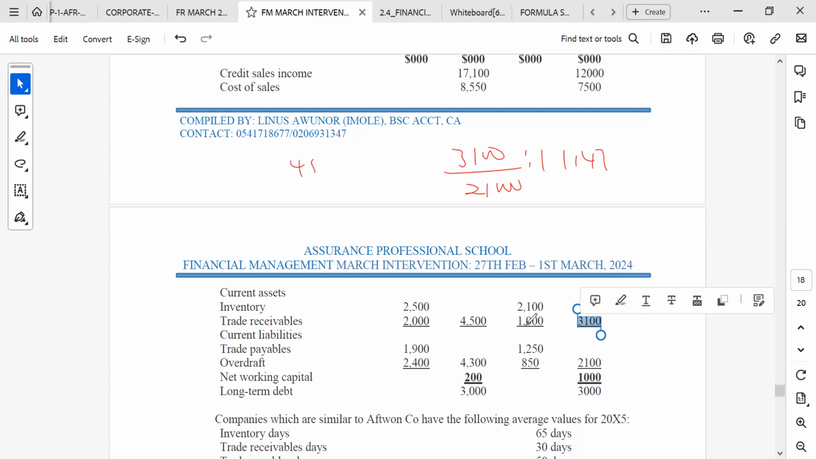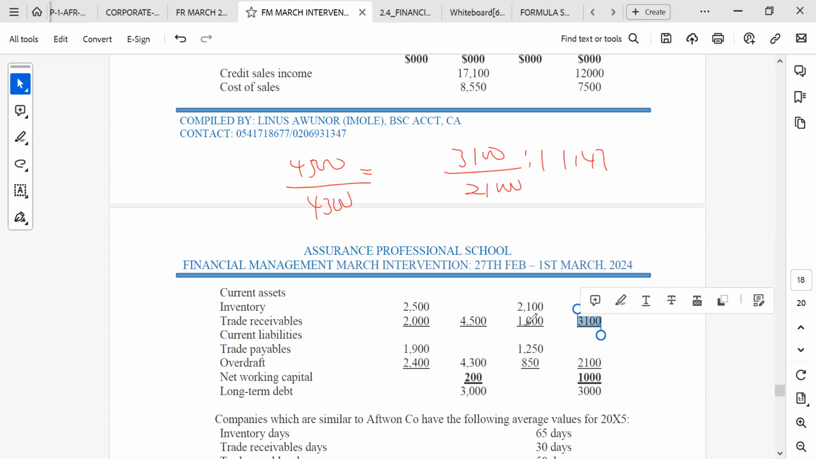It will be 4,500 divided by 4,300. This will be less than what? This will be less than 1. So this is also a sign. If there's a deterioration in the current ratio, it's a sign that the company is overtrading. So the deterioration in the current ratio is also a sign that the company is overtrading.